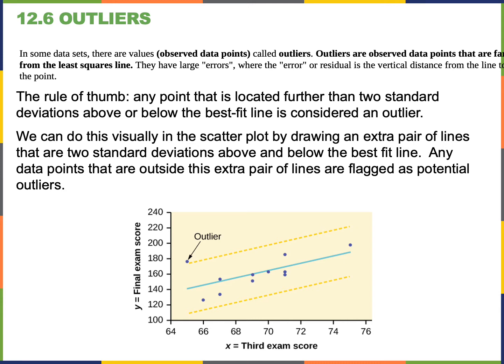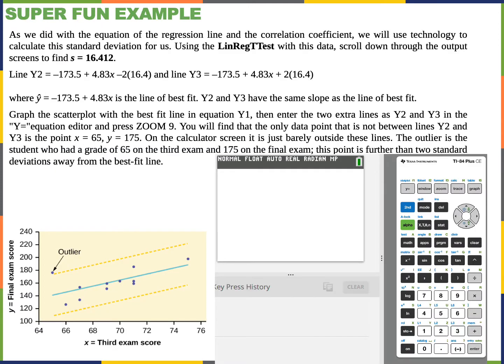So how can you do this visually? You can do this visually by drawing an extra pair of lines. So you take your line and then you add 2 standard deviations to it and draw another one, and subtract 2 standard deviations from it, and then you have a third one. And so basically you can calculate the standard deviation, and then you can plug into y1, y2 and y3 the difference and the sum once you add 2 times the standard deviation and subtract 2 times the standard deviation.